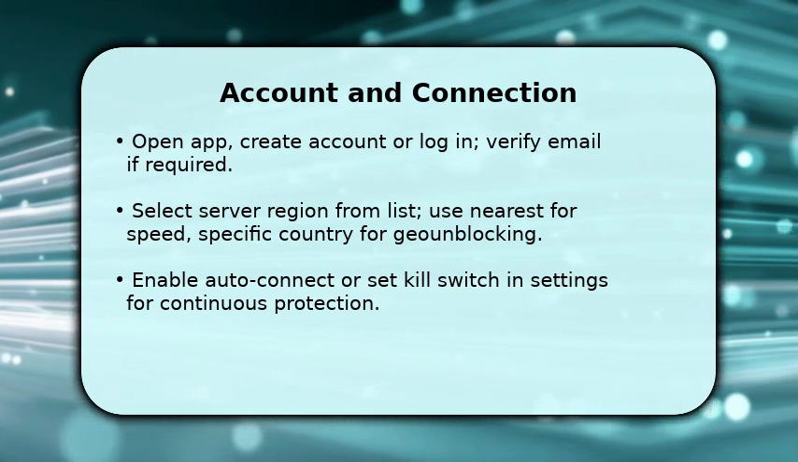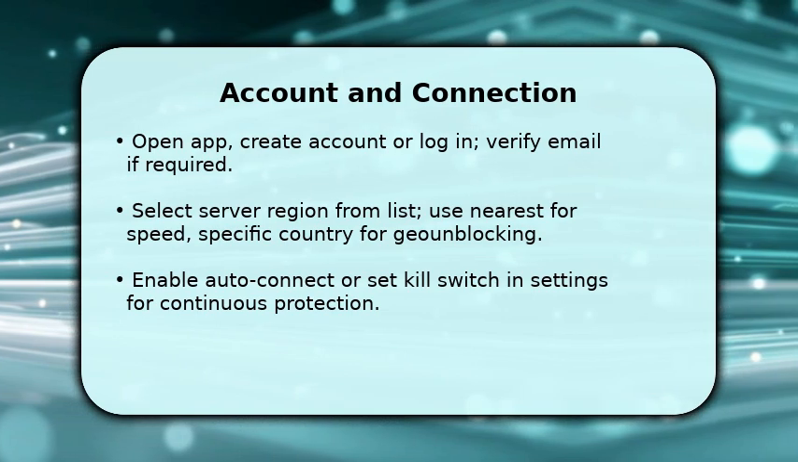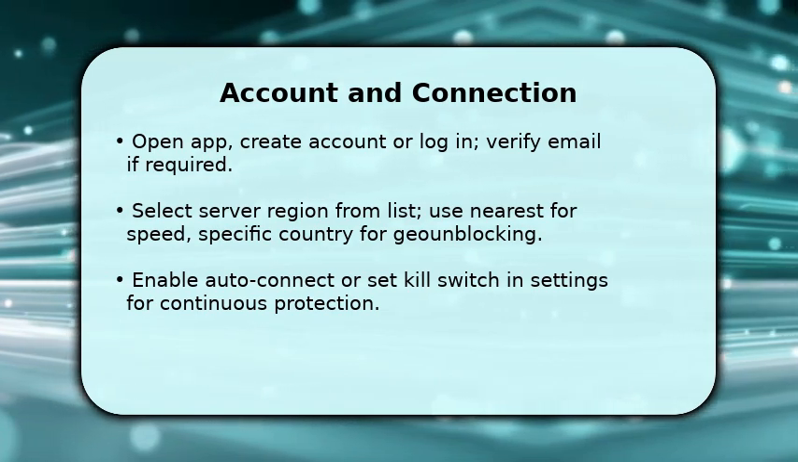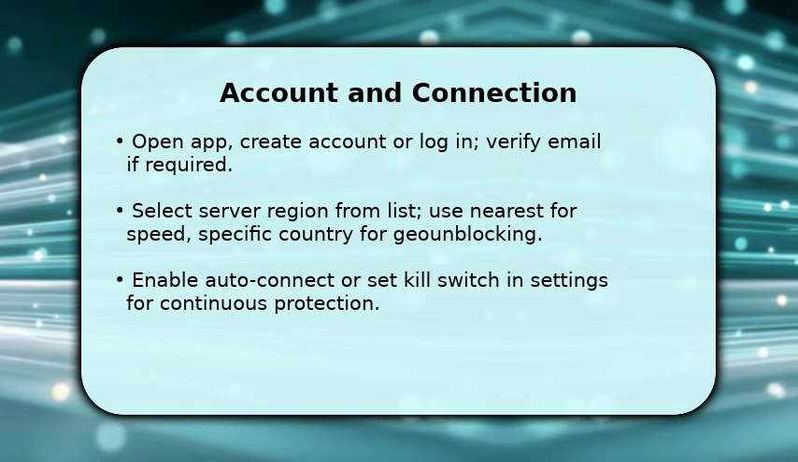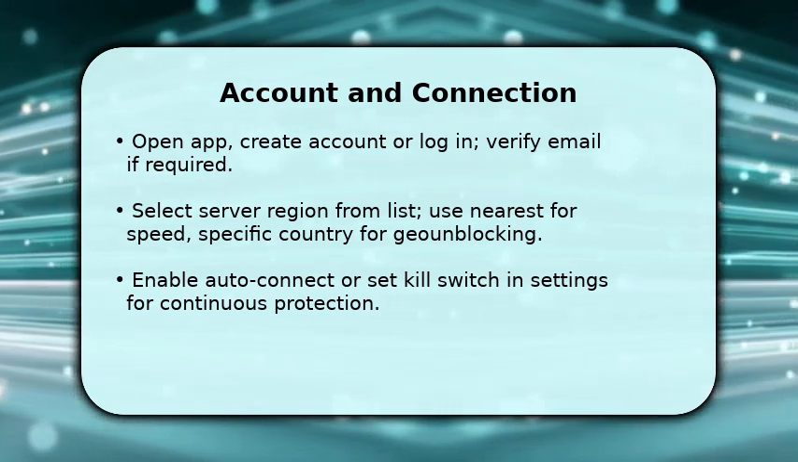Tap Connect. The app will request permission to add a VPN profile, accept it so traffic routes through the tunnel. Finally, in Settings, enable Auto Connect for unknown networks and the kill switch, which prevents leaks if the VPN drops.